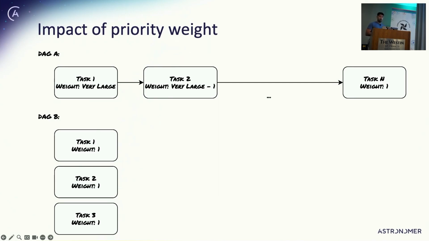And furthermore, confusion can be compounded because priority weight is calculated according to a weight rule. The default weight rule, downstream, sums the priority weight of all descendants of a task in order to calculate the priority of a task's value. What this means is that the structure of a DAG can have large and unintended consequences on scheduling priority.